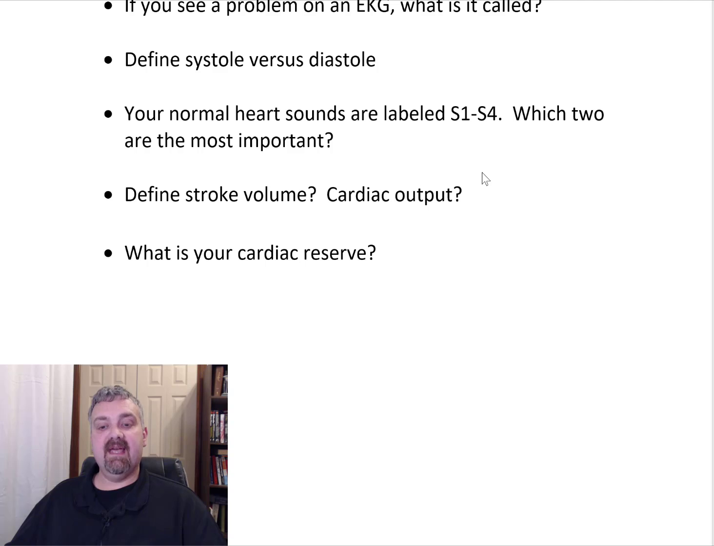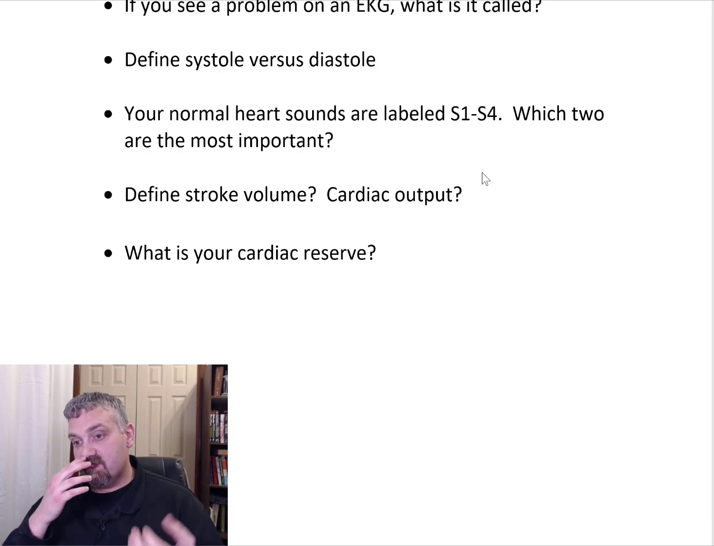Define systole versus diastole. Hopefully you recognize these terms from blood pressure: systolic over diastolic blood pressure. So systole means contraction, diastole relaxation. The full cardiac cycle is going to be atrial systole when the two atria contract, then atrial diastole when your two atria are relaxing, ventricular systole when your two ventricles are contracting, and then ventricular diastole when the two ventricles are relaxing. So that's systole versus diastole.